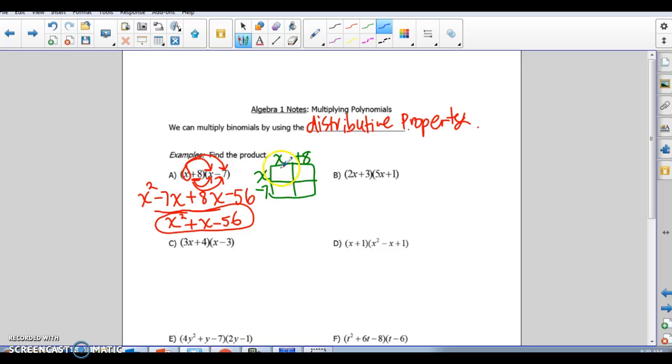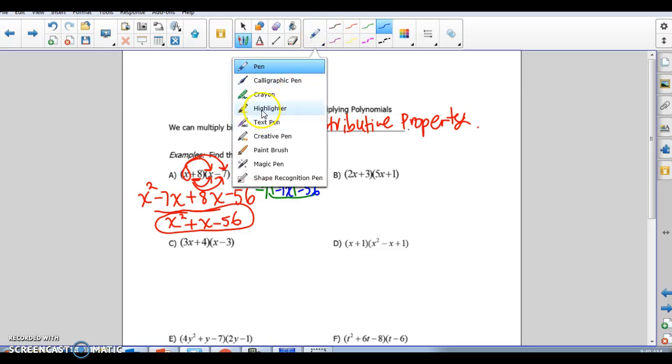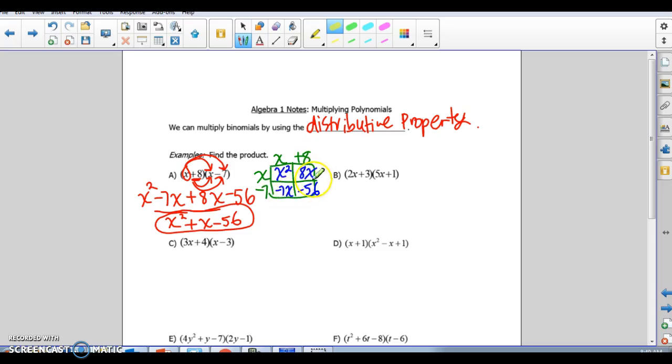So let's try this. This is like a square, so we're going to find the area by multiplying length times width. Think of it that way. So x times x is x squared. 8 times x is 8x. x times negative 7 is negative 7x. Negative 7 times 8 is negative 56. So you're going to end up with pretty much the same thing, but this is a better method for people who are having a hard time organizing stuff. And I think this can benefit everyone because it's very nicely organized.